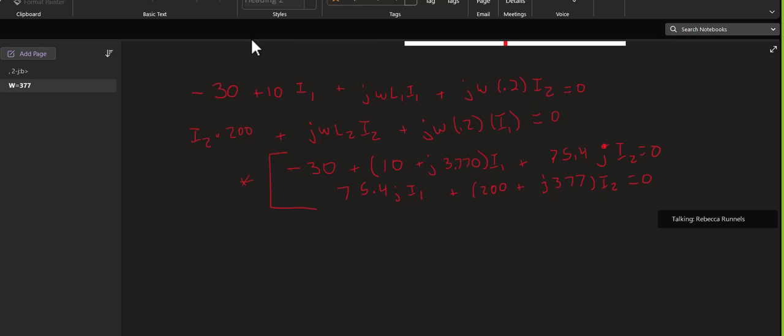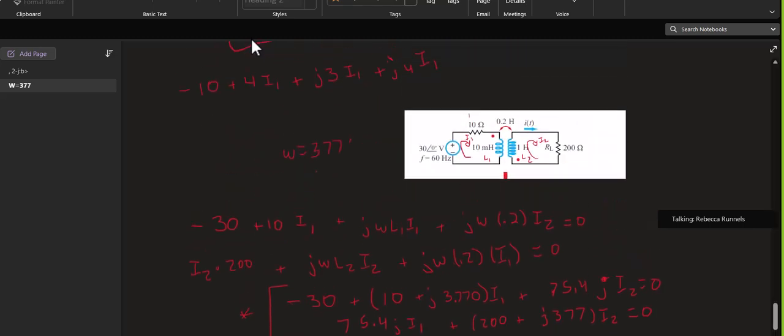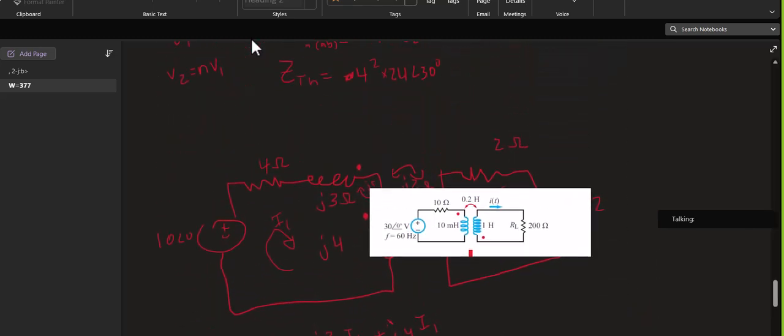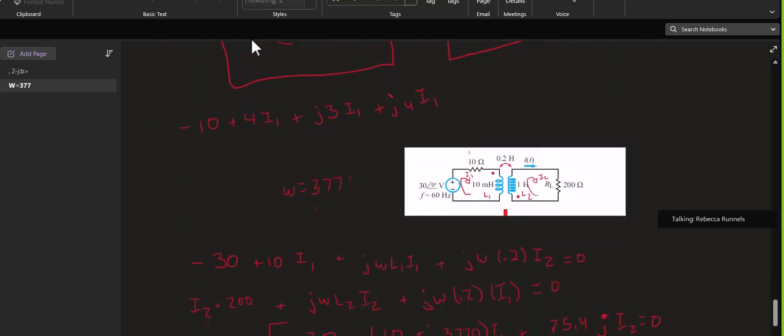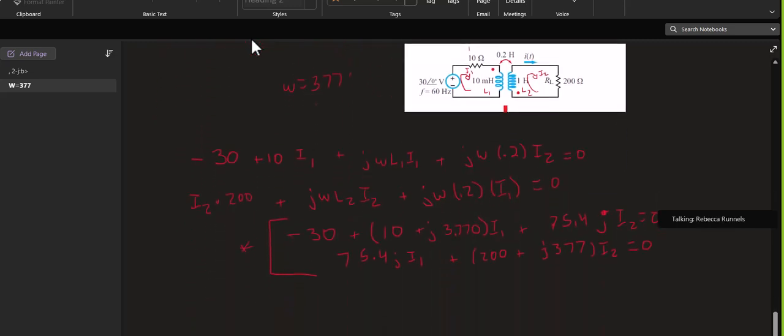I mean, after you find I, then you just turn it into its time-domain form. Well, I think the problem was to find I. I never said what the problem was. When they said find I, is that specifically I2? Yes. We defined I2 to be the same direction as I of T. Yeah, I of T would be I2.